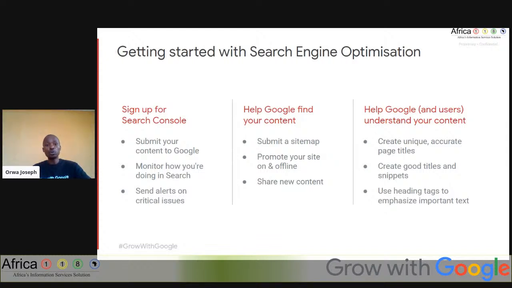When you log in to Google Search Console, you're able to submit your content to Google, monitor how you are doing in search over time, and get alerts on critical issues. So Google Search Console, when you submit, will analyze your website. It will give you reports and activities that are going on on your website. And also, it will give you alerts if there are some issues detected with your website. Google Search Console will help you identify if there are any issues or errors in your website that will make it hard for Google to rank you highly. Another thing, help Google find your content.